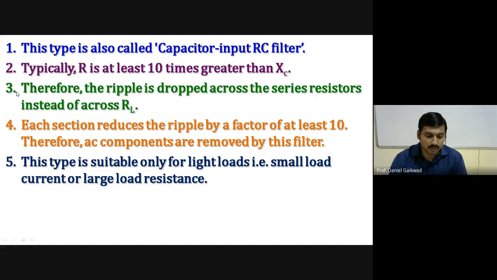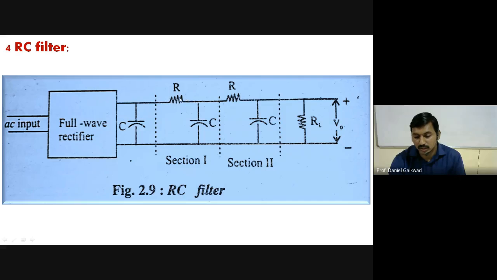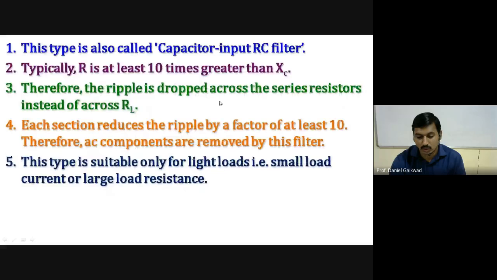Now the next, third point: ripple is dropped across the series resistors instead of across RL. Each and every section has resistance, and AC will be blocked across R, again blocked across R. So the majority of the AC component, or ripples, will be blocked across these resistors. So no AC will flow towards the RL here. AC will be blocked by these two resistors, along with the role of the capacitor also.